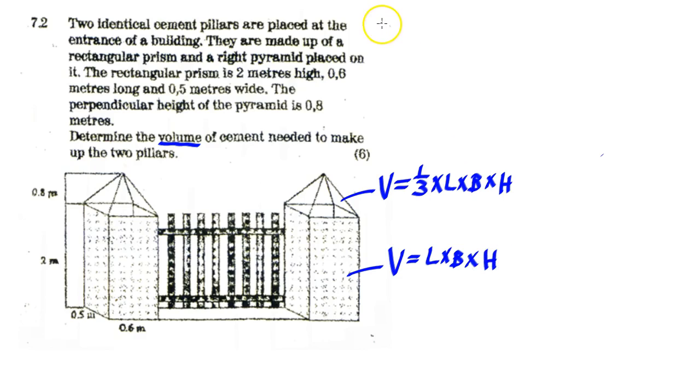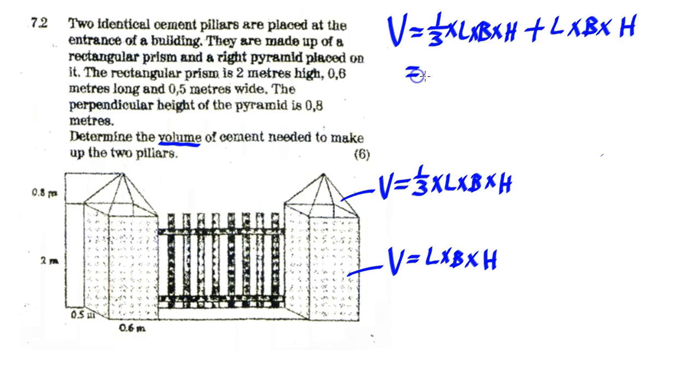So putting all that together, the volume of this solid will be 1/3 times length times breadth times height plus length times breadth times height. Now this is for 1. At the end we will multiply it by 2 and thus we will get the volume of the two cement pillars. So let's see if we have all of the dimensions, length, breadth and height.